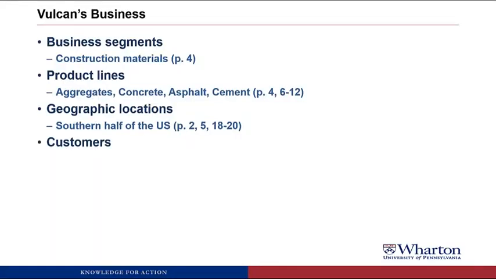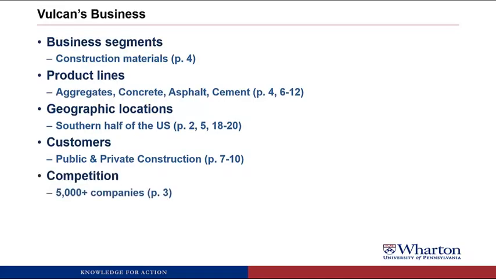Next thing you want to look for are who are the company's customers. And we're going to see it's both public and private construction, and I'll show you the report where they talk about that on page 7 and 10. And we're also going to look for competition, and we're going to see that there's basically 5,000 plus companies that are competitive, so it's a highly fragmented industry. So let's flip to the report and see where we can find this information.